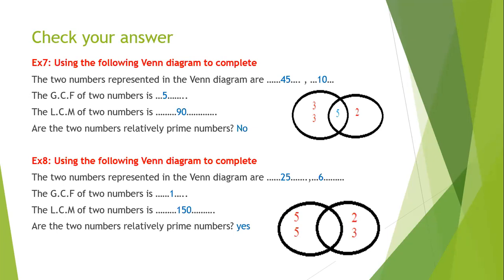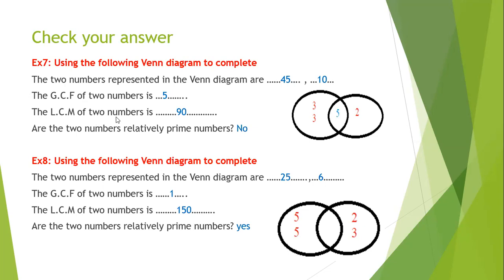Using the Venn diagram to complete, the two numbers represented in the Venn diagram are 45 and 10. How can I get the answer? 3 times 3 equals 9. 9 times 5 is 45. And 5 times 2 is 10. The GCF is the common number between the two circles of the Venn diagram. So it will be 5.